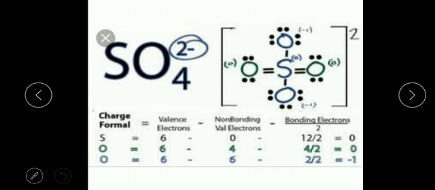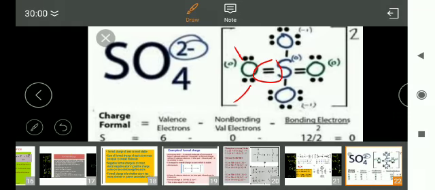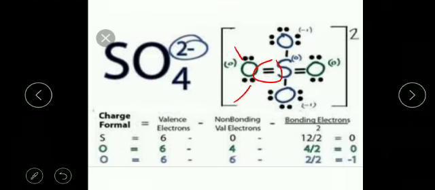Then oxygen. The formal charge on oxygen A, this we calculated as A. So the valency is 6, minus the number of lone pair electrons, which is 4, this and this, and the number of bond pair electrons is 4: 1, 2, 3, 4. So 6 minus 4 is 2, 2 minus 2 is 0.